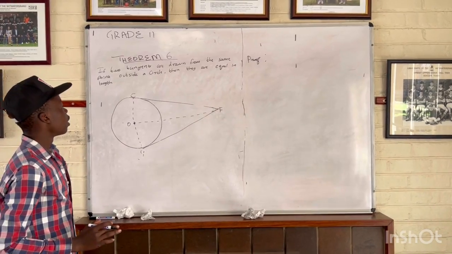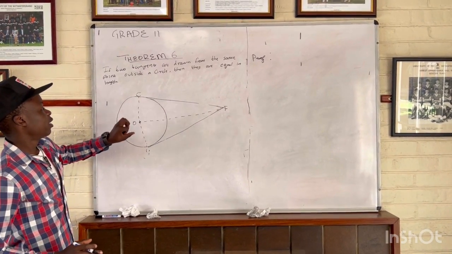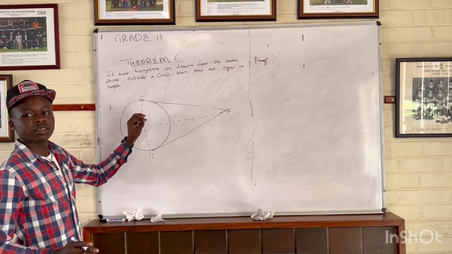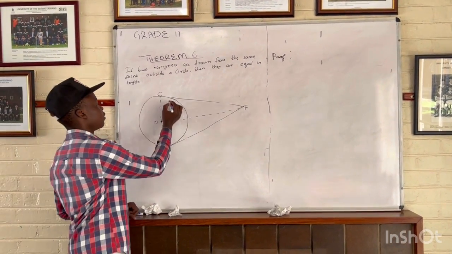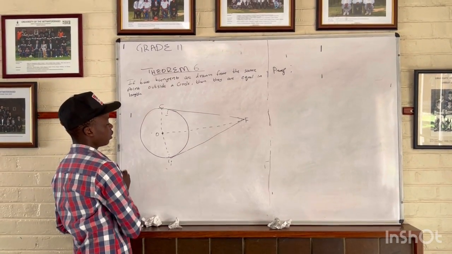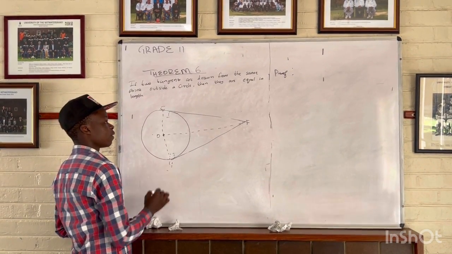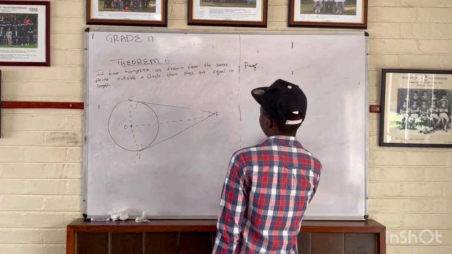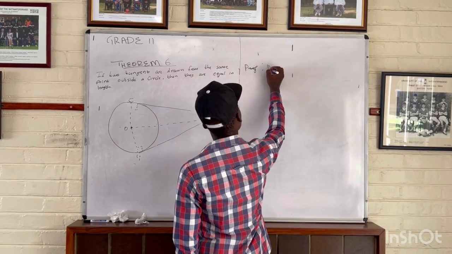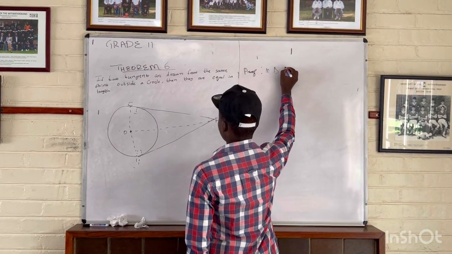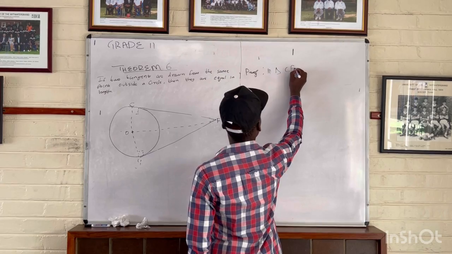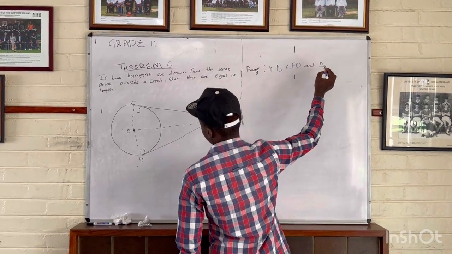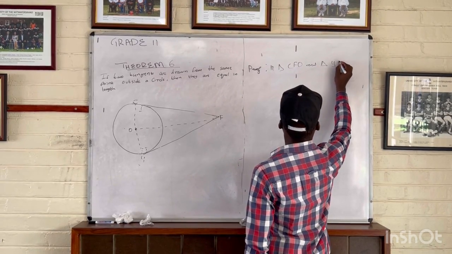As we know, a radius that meets a tangent at the point of contact makes 90 degrees. It means here it's going to be 90 degrees, and here it's going to be 90 degrees. So we're going to our proof. We're going to prove in triangle CFO and triangle YFO.